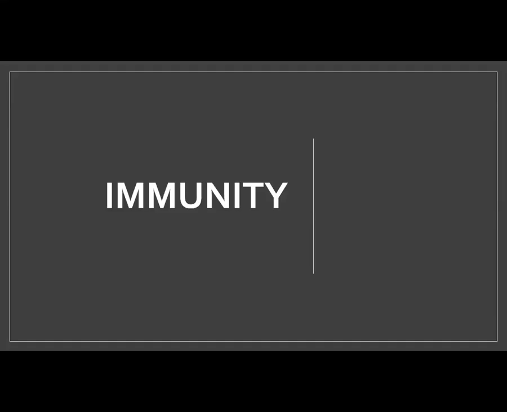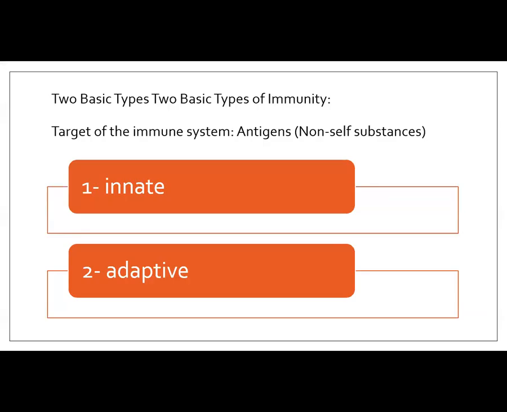Today we are going to be talking about immunity. Before we get in, I want to talk about the different types of basic immunity. You have innate and adaptive. The target of the immune system is antigens, which are these non-self substances. Something that you want to keep in mind is that not everyone's immune system is the same, regardless of their age. Everyone has different ways that they fight things, and we'll talk about that more when we get into our adaptive immunity. So like I said, everyone's immune system is different.